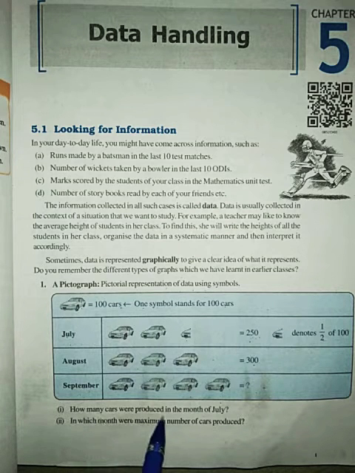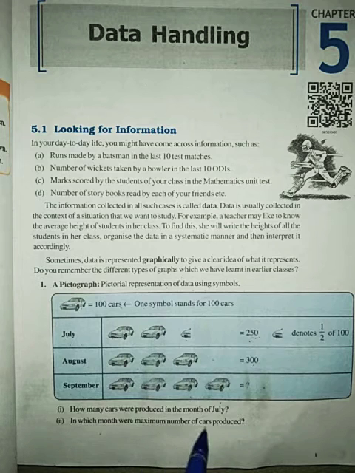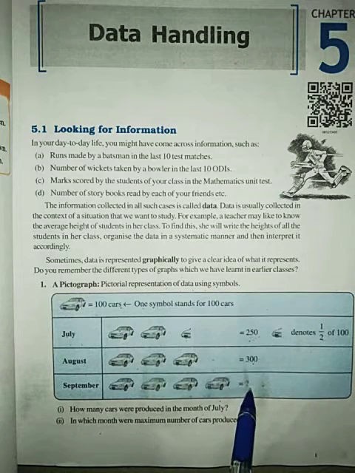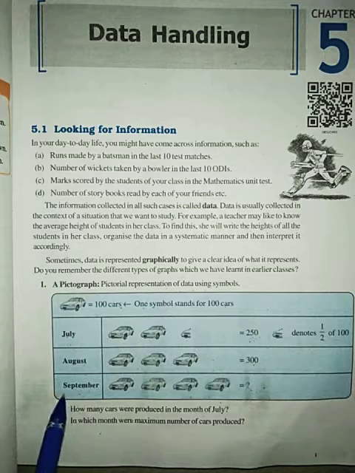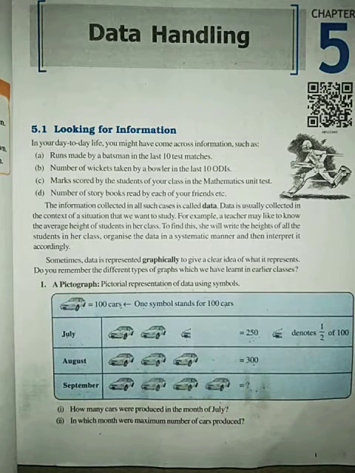Then how many cars were produced in the month of July? 250. In which month were the maximum number of cars produced? See here, September, 400 cars. So in September the maximum number of cars were produced.